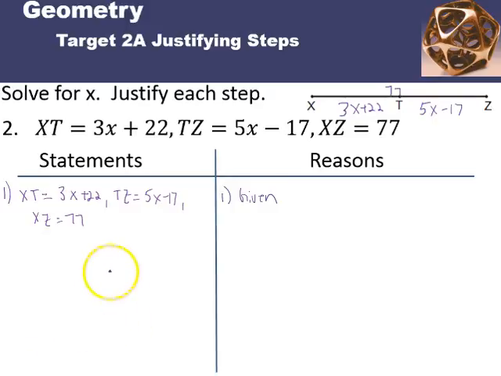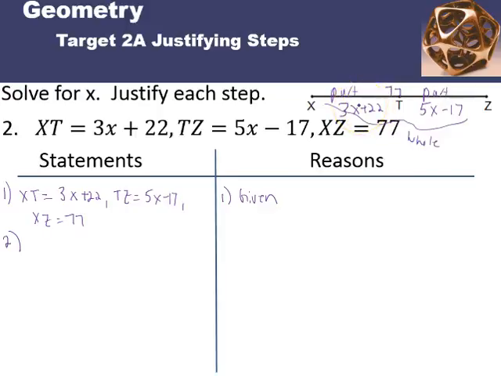Now I'm going to look at this and say, alright, I have this part, XT, that's a part, plus this part, TZ, and that equals this whole segment, and that whole segment is what we are calling the whole.